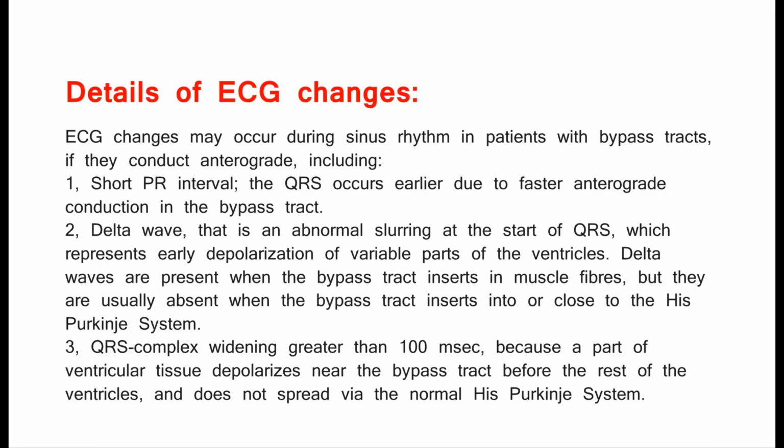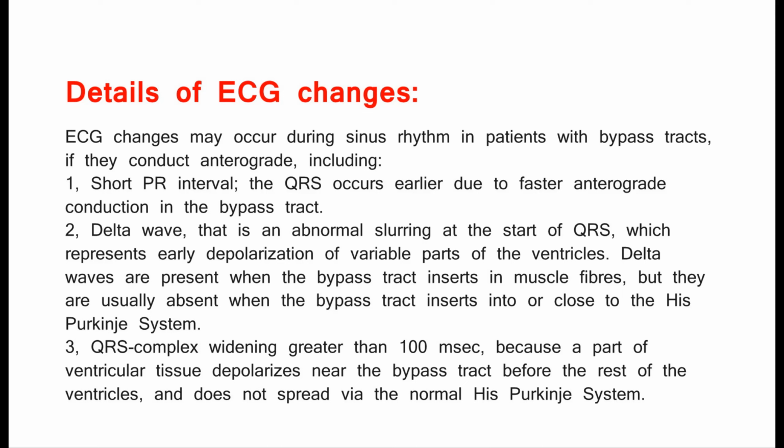Details of ECG changes. ECG changes may occur during sinus rhythm in patients with bypass tracts, if they conduct anterograde, including 1. Short PR interval. The QRS occurs earlier due to faster anterograde conduction in the bypass tract. 2. Delta wave. That is an abnormal slurring at the start of QRS, which represents early depolarization of variable parts of the ventricles. Delta waves are present when the bypass tract inserts in muscle fibers, but they are usually absent when the bypass tract inserts into or close to the His Purkinje system.